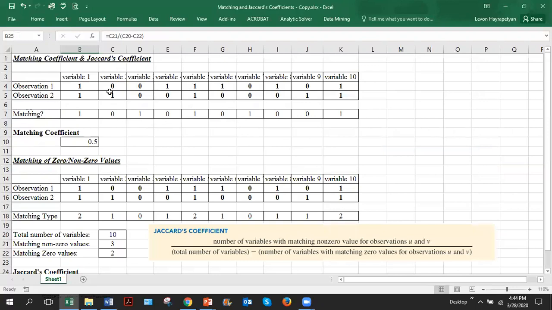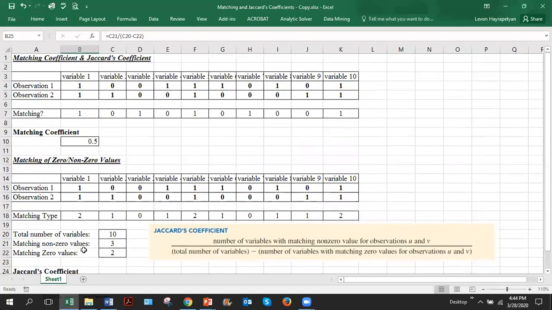So what we learned here is two measures of similarity when our variable values are zeros and ones. One is the matching coefficient, and we learned how to calculate that, and the other one is the Jaccard coefficient. We learned how to do that.